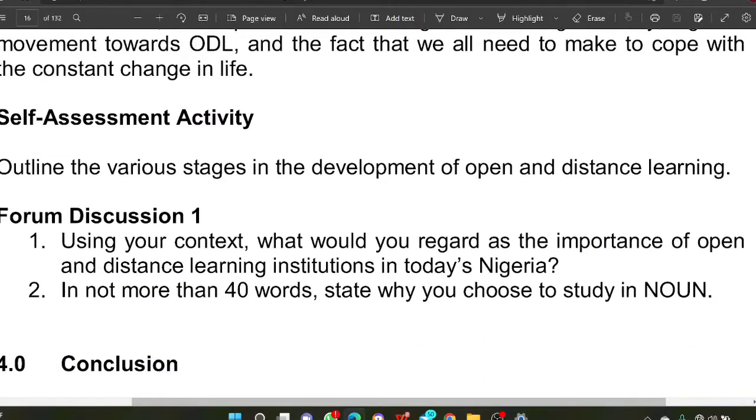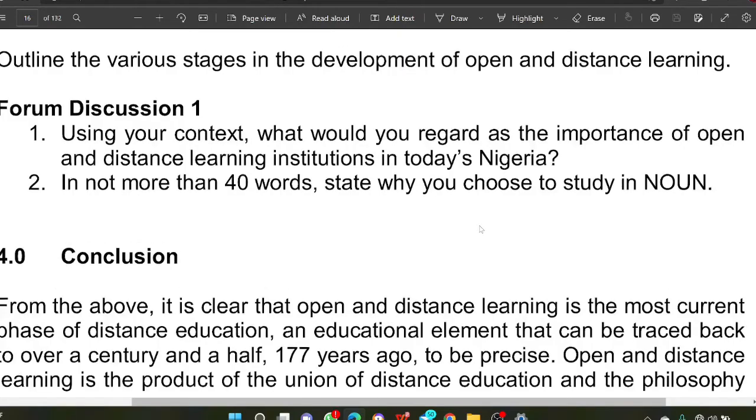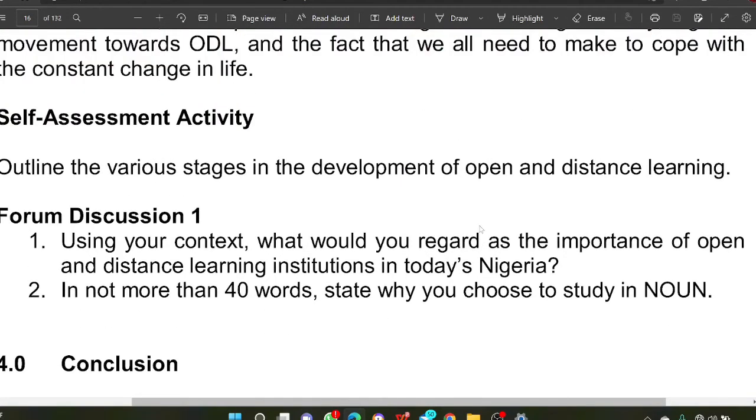We have our self-assessment, which is: outline the various stages in the development of open and distance learning. Okay, you can drop your answers on our WhatsApp group or use the Telegram option.